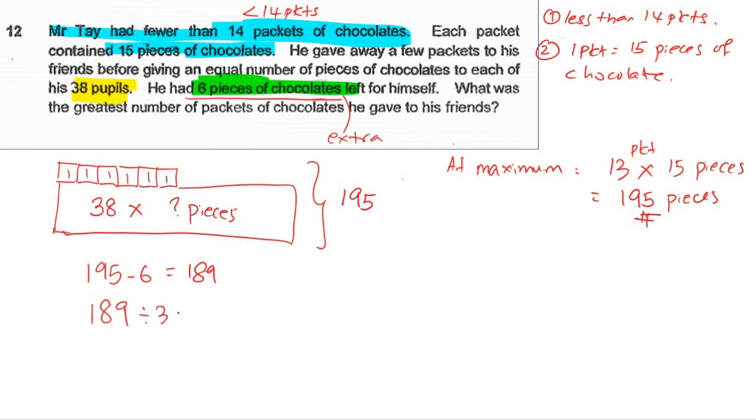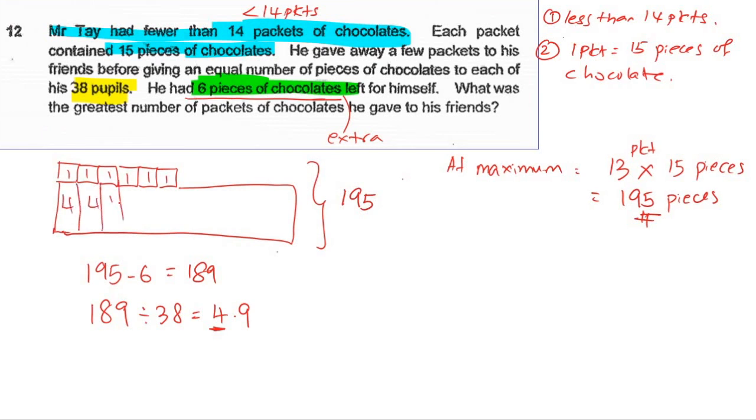189 divided by 38 means one person will have 4.9. I take the whole number, okay? Let me take the whole number, because it cannot be 4.9. Now I need to do some guess and check. So let's say one person will get 4 pieces, okay?